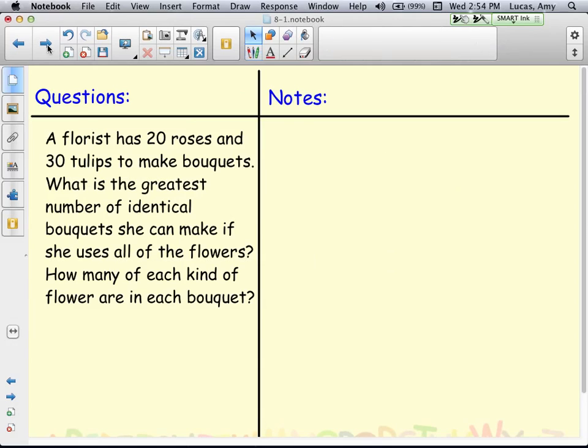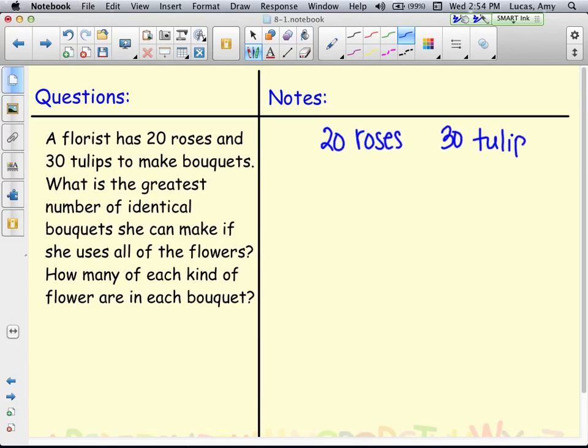Okay, word problem, our favorite. A florist has 20 roses and 30 tulips. So 20 roses, 30 tulips. Okay, what is the greatest number of identical bouquets she can make if she uses all of the flowers? That's the first question that we need to answer. Then, the second question, how many of each kind of flower are in each bouquet?